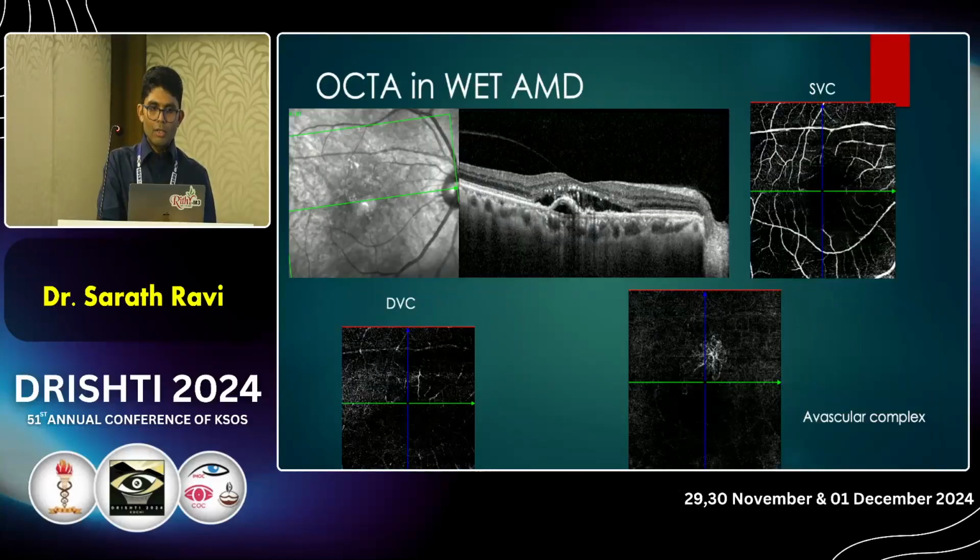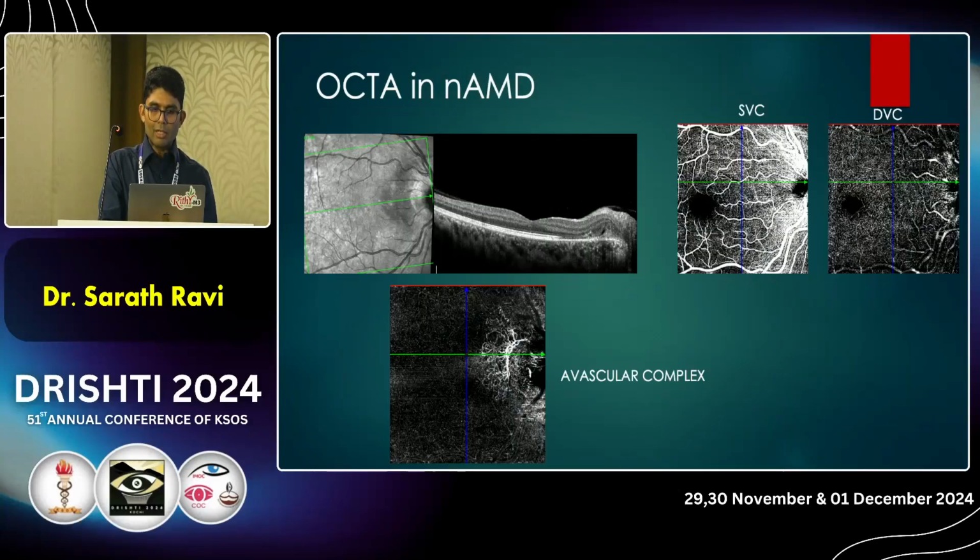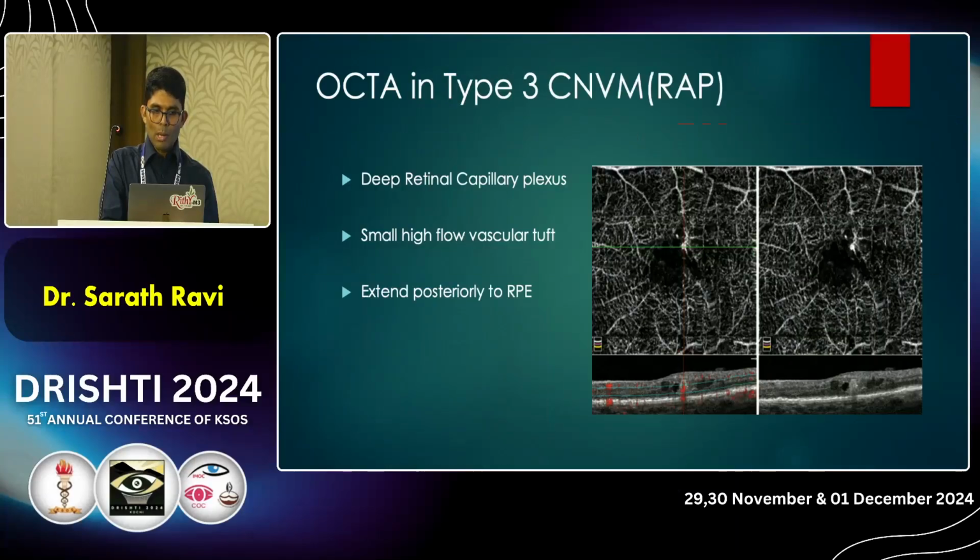and each slab is known to represent a particular anatomical layer. So this is a type 1 CNVM, a fibrovascular PED with subretinal fluid on normal spectral domain OCT. On OCTA, it shows a tangled web of fine vessels in the avascular complex. And this is a peripapillary CNVM, not seen well on the spectral domain OCT, showing an irregular RPE and a trace of subretinal fluid. But on OCTA, it shows in the avascular complex a glomerulus or a medusa-shaped pattern of vessels.